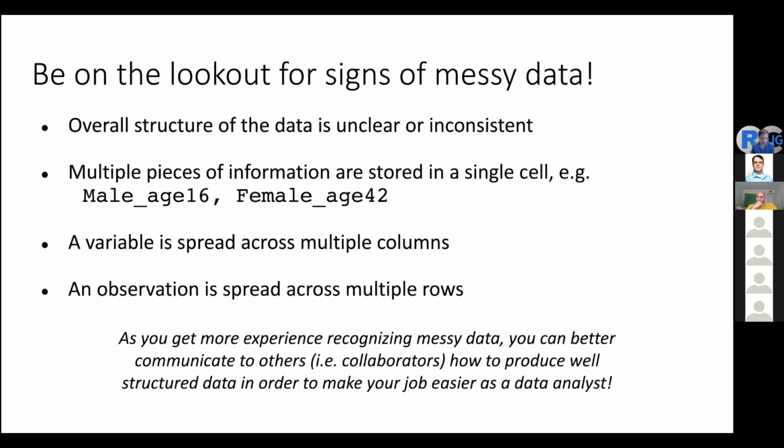Just be on the lookout for messy data. And a couple pieces here. If the data structure is not clear or inconsistent, it's probably messy. That's a warning sign. This happens a lot if multiple pieces of information are stored in the same single cell. So this particular data takes the sex of an individual and their age, and they're linked together with an underscore between them as a single entity that shows up in a data table.